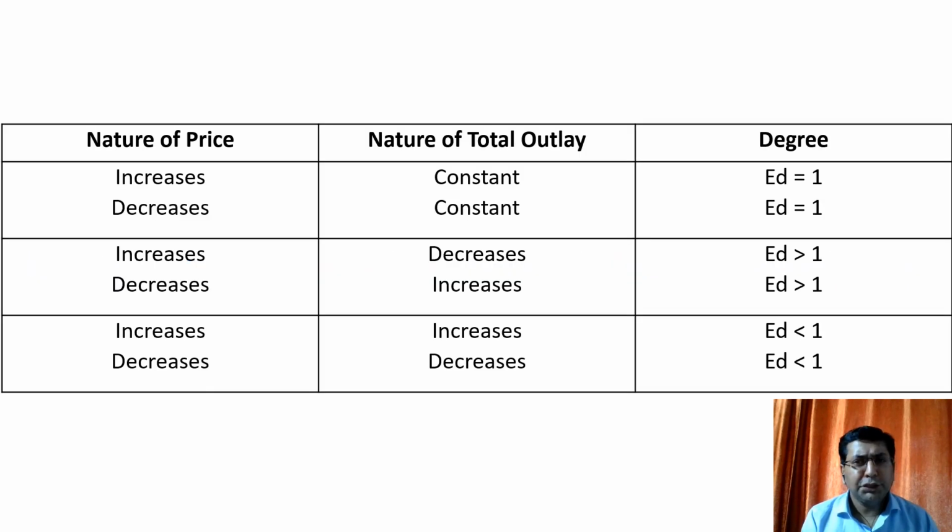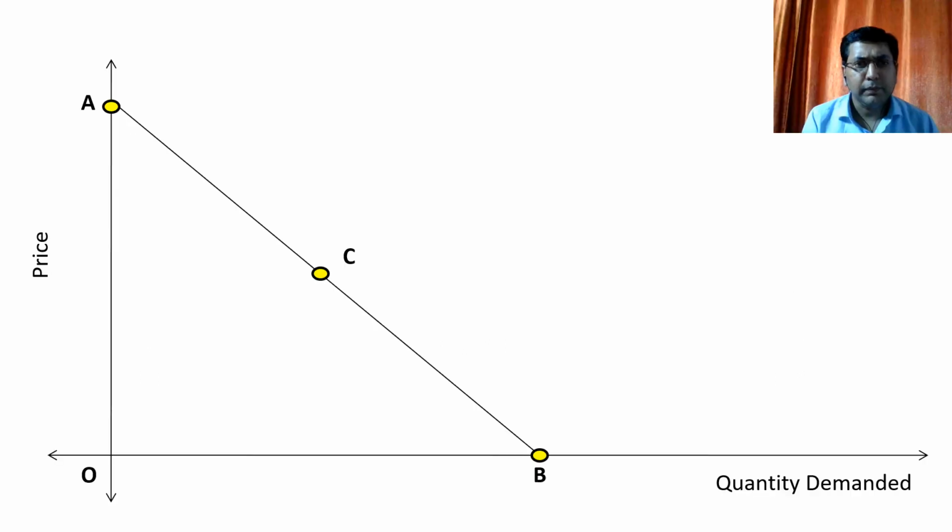Now we are going to make use of the geometric method to prove the logic of the total outlay method. We have studied all these concepts. If price changes and total outlay remains constant, it's an example of ED equal to 1. If there is an inverse relationship between price and total outlay, it's the case of ED greater than 1. If there is a direct relationship between price and total outlay, it is the case of ED less than 1.